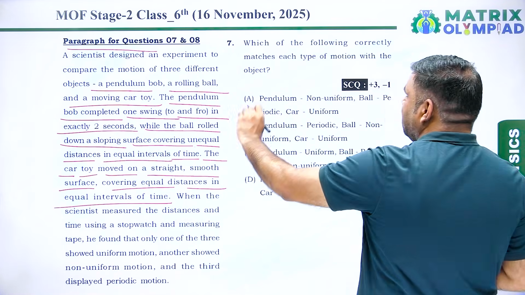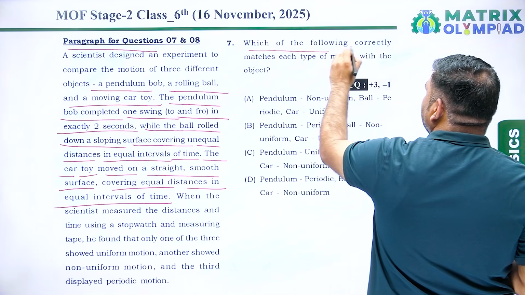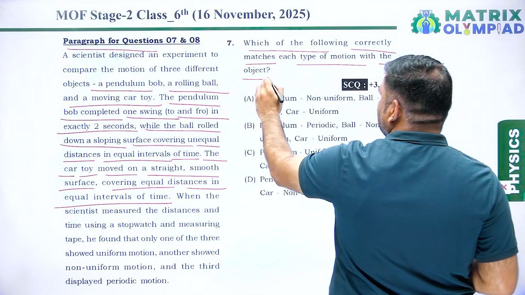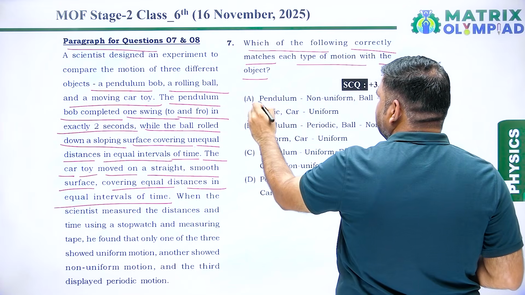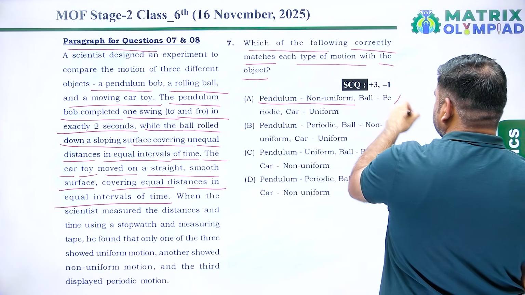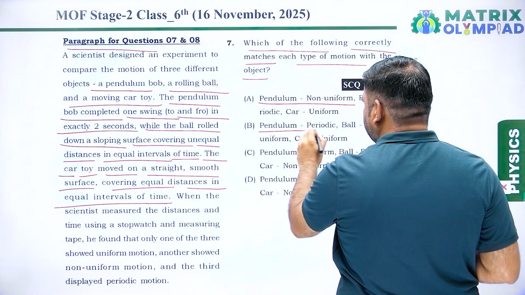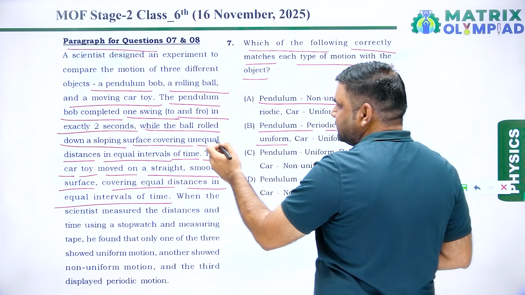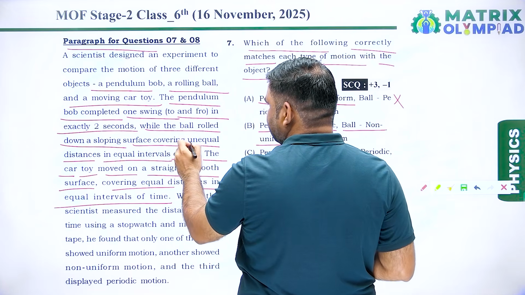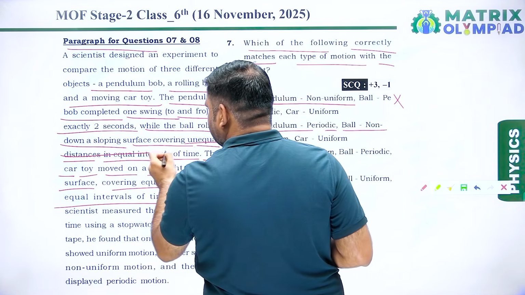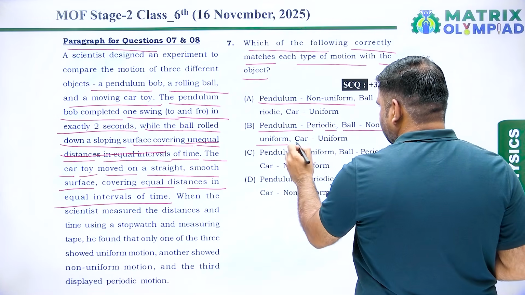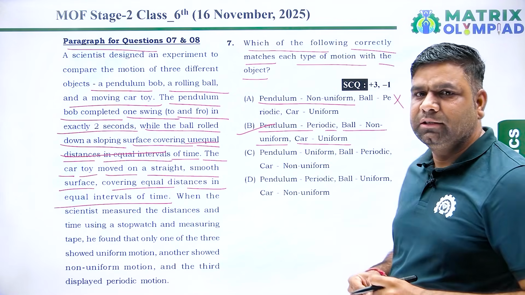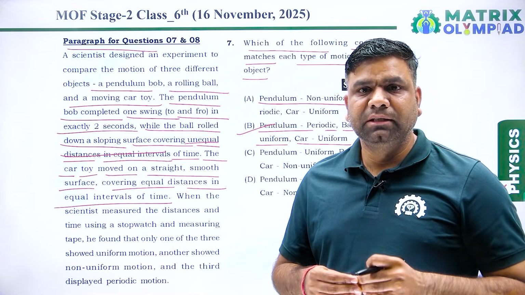So question number 7 is: which of the following correctly matches each type of motion with objects? In option A, pendulum non-uniform, no, this is incorrect. Pendulum periodic, yes. Ball non-uniform, why? Just because it covers unequal distance in equal intervals of time. So this is correct. For car, uniform motion, yes, this is correct. So our correct option is option B for question number 7.